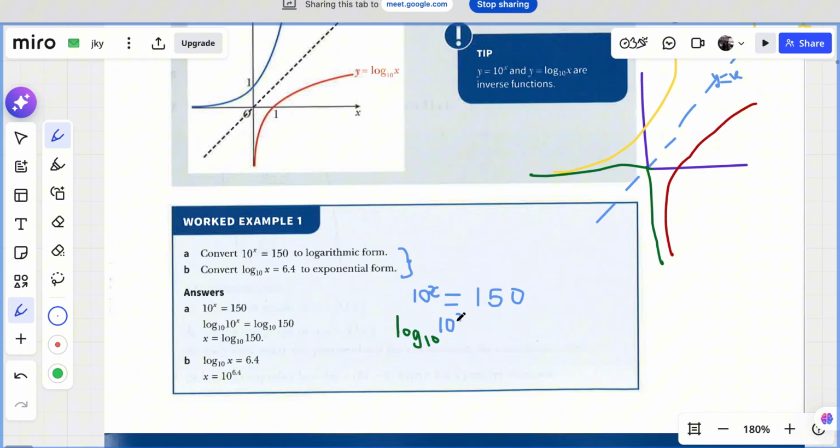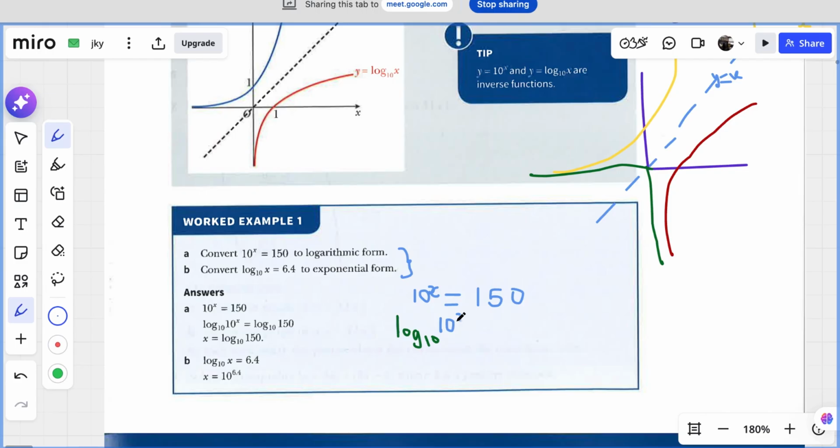Now let's take a look at some exercises. Maybe that will give you clarity. Convert from exponential form to logarithm form. So you already have this one: 10 to the power of 4 is equal to 10,000. How do we change this to logarithm form? You introduce log base 10 here, log base 10 of 10,000. Then this one will go to the right.